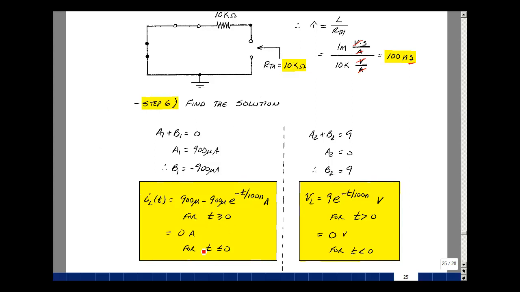Not true for the voltage across the inductance. We found that A2 plus B2 was 9, that A2 was 0, B2 is equal to 9. So it's going to equal A2, 0, plus 9 times e to the minus t over tau. And then when t was less than 0, we found that the voltage was 0. We're going to jump from 0 to 9 volts times e to the 0, which is 1, or just 9. And this is the step response of an RL circuit with an example.